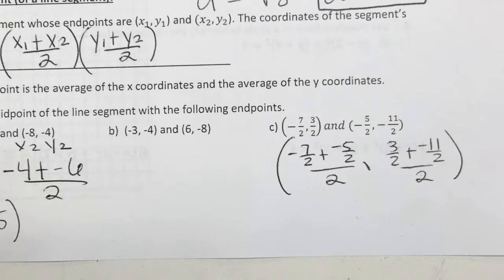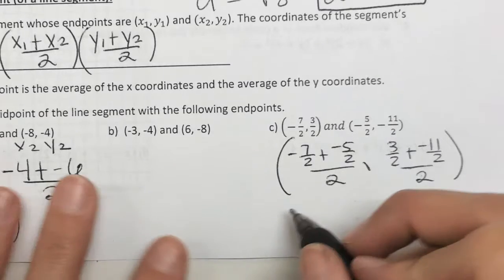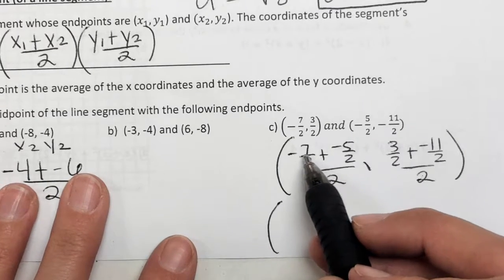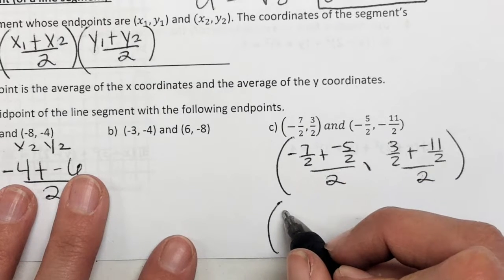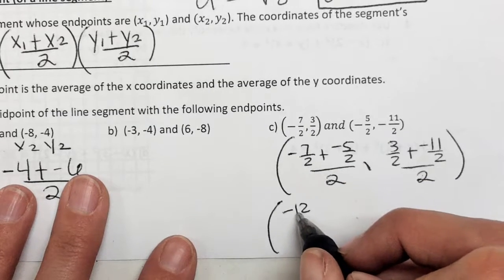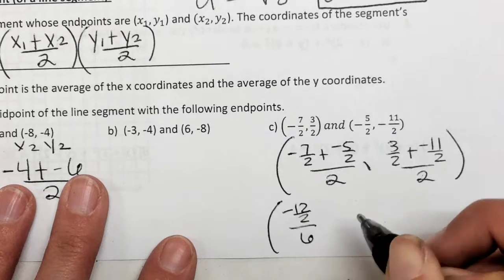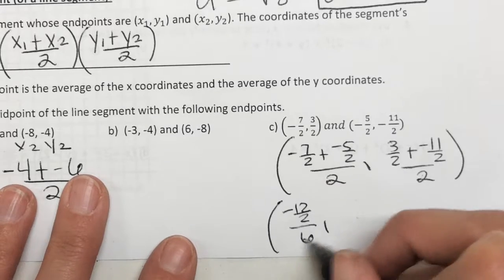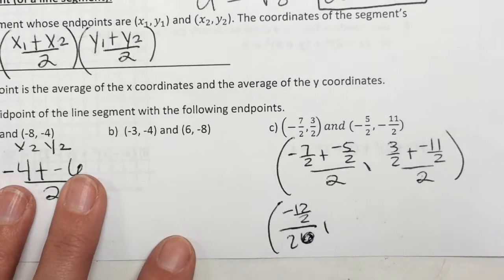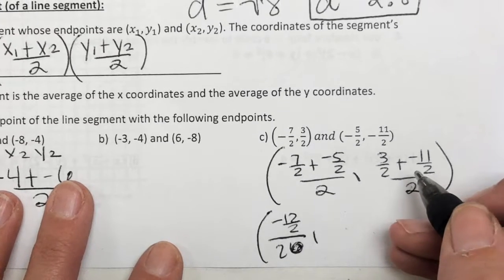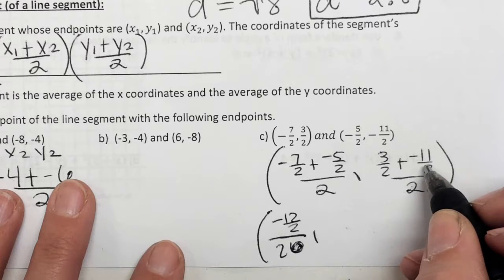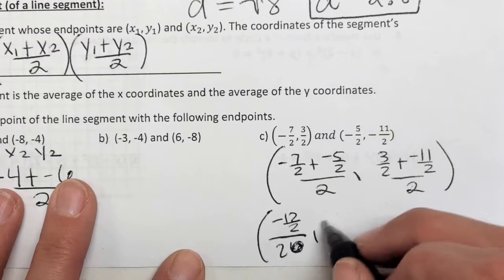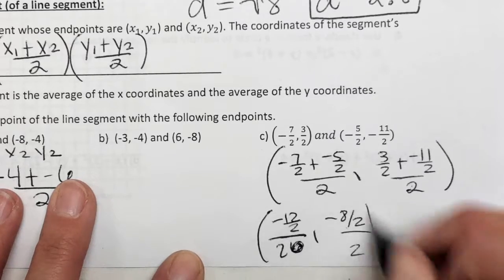Alright, so the denominators are the same, so we don't have to change those. We just need to change the tops. So, Darian, what would -7 plus -5 be? -12. So -12 over 2 would give us what? 6. Good. I'm going to go ahead and write it out like this. Alright, and on this one, the top would be what? Anybody? Negative what? Negative 8. Good. Over 2.